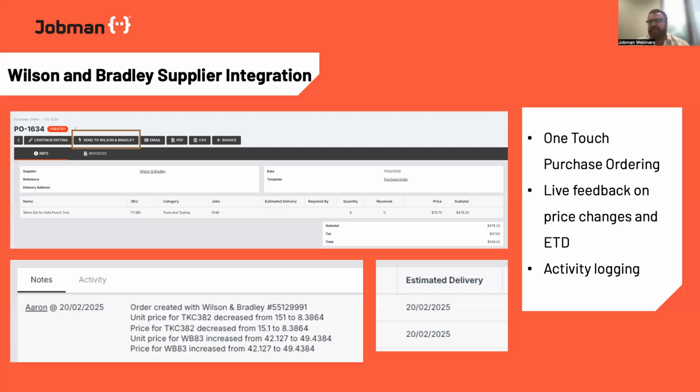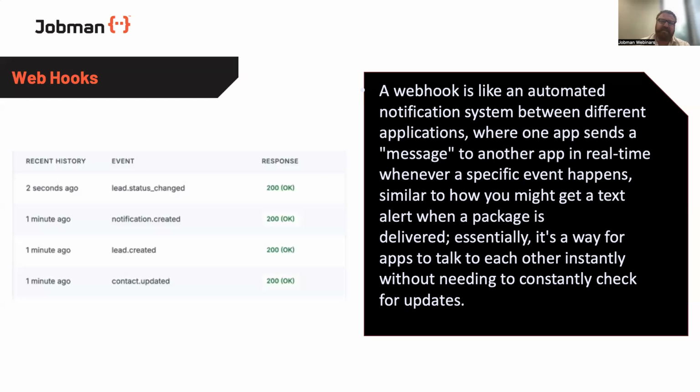And for a lot of companies, just that ability to utilize Jobman for their batch purchase ordering and then click a button, have that purchase order delivered directly into Wilson and Bradley, and then have that return of information immediately is an absolute game changer. So if you're interested in that, check out the docs and definitely reach out. We'll be able to help you get running and operational with that as quick as possible.